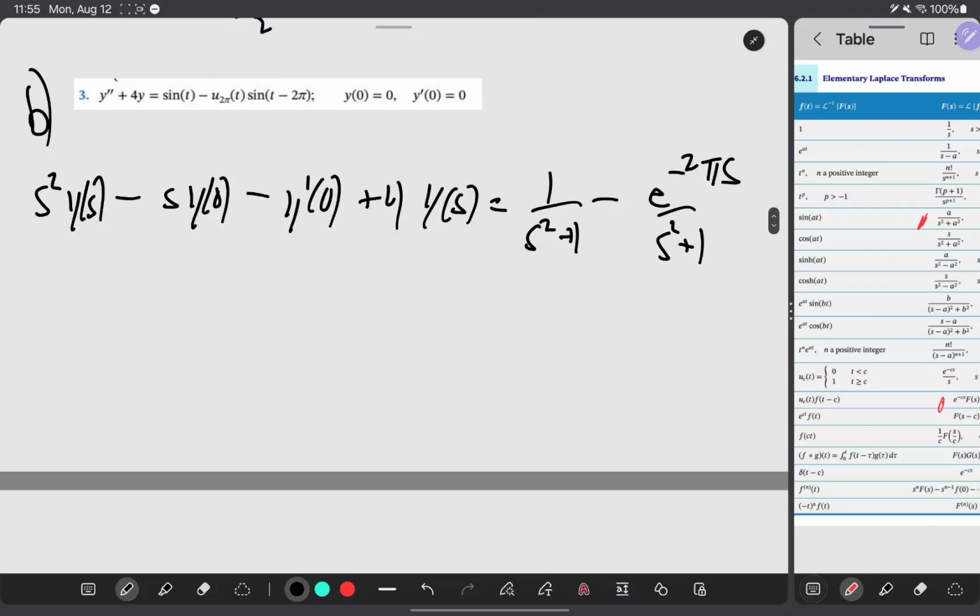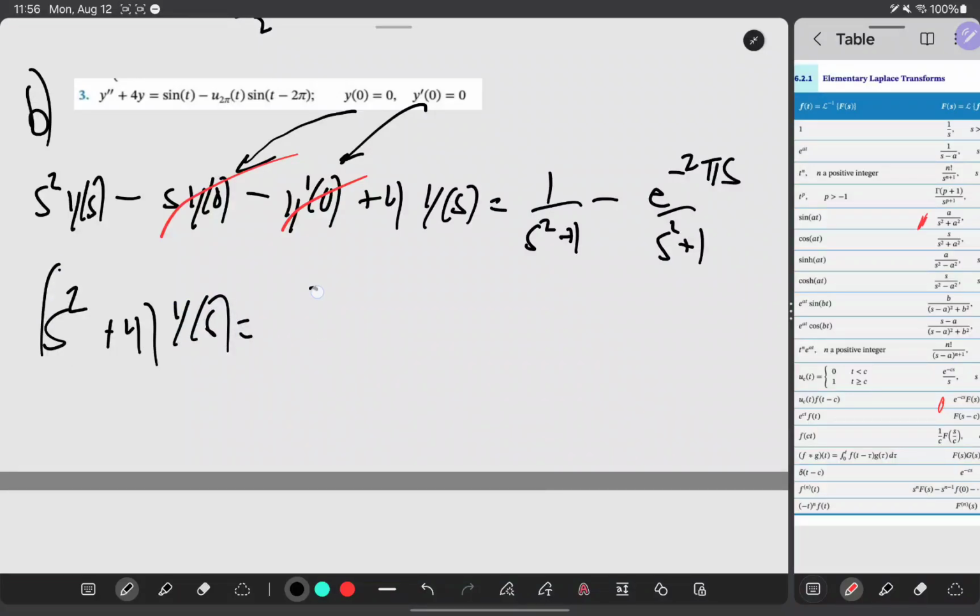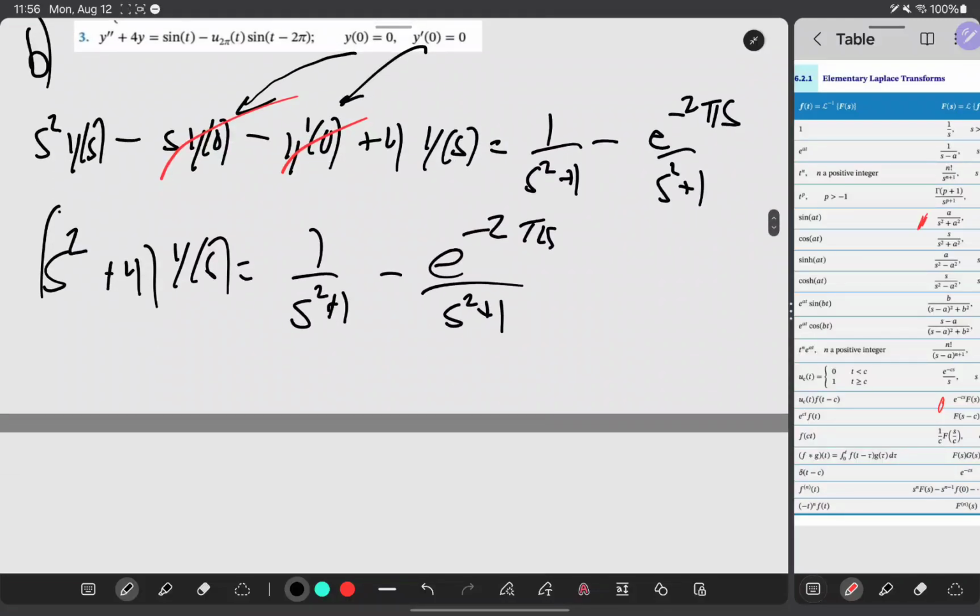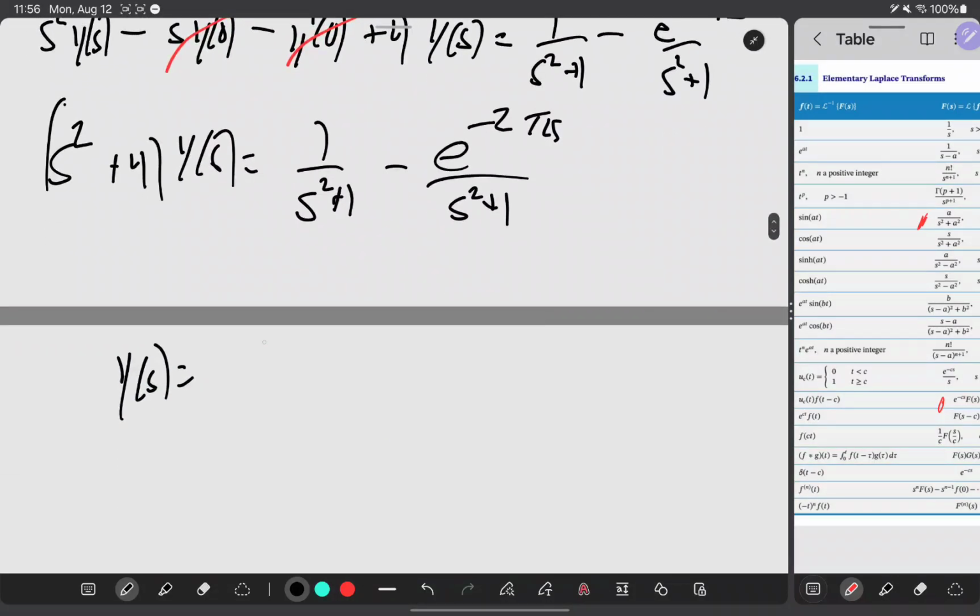Is this correct? Before I go on, let me double check my work. 1 over s squared plus 1 minus e to the negative 2 pi s over s squared plus 1. Yes, we're good. Let's combine. Both of these are 0. Very nice. s squared plus 4. You don't have to do this step. You can kind of skip that. I don't know why I wrote all that out.